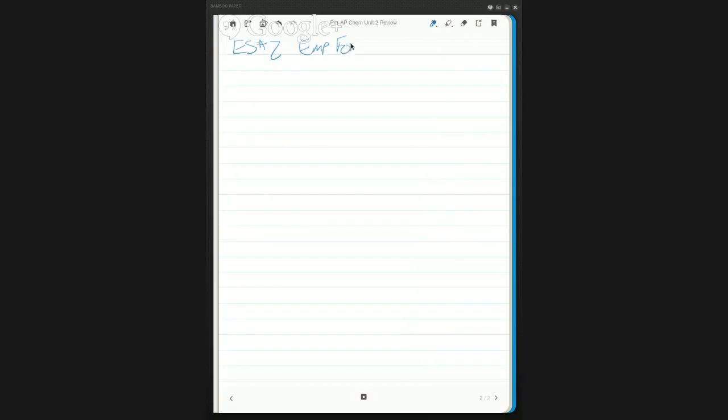So empirical formula of a compound, okay? Now this question could be asked a couple different ways. Probably one of the more popular ways is to give the percent composition, interestingly enough, first. And so let's say, let me put something together really quick.